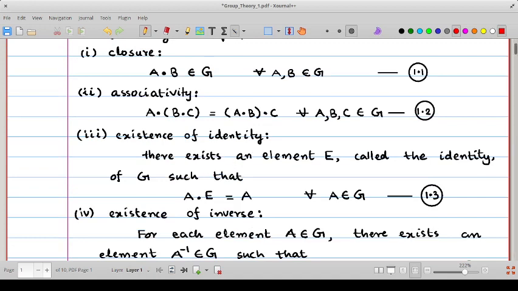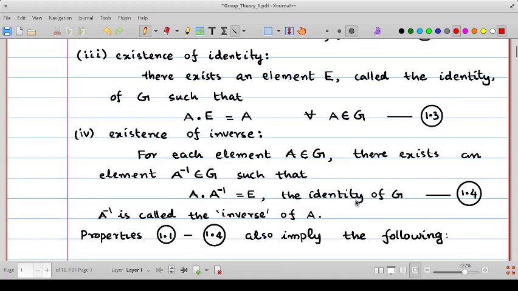And the third property that should be satisfied by the composition operation is the following. There should be an element which we denote by E and call the identity element, such that the composition of any element A of the group with this particular element E gives that element A back. So A composition E equals A for all elements A of G.